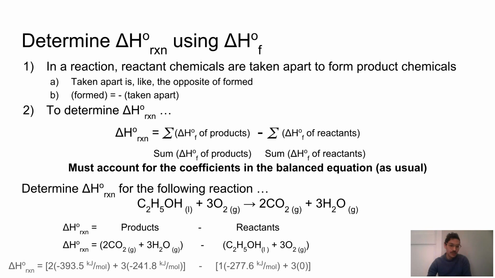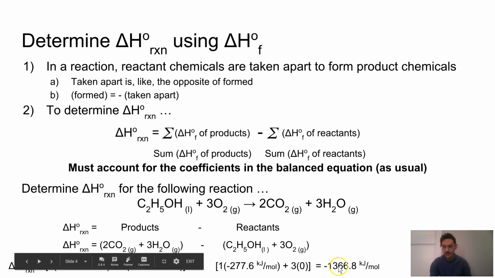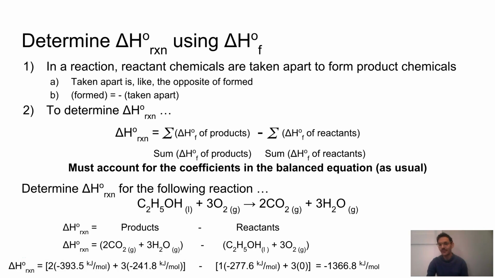So now I can just plug those numbers that I got in. My delta H of reaction is going to be 2 times the delta H of formation of carbon dioxide plus 3 times the delta H of formation for water minus the delta H of formation for ethanol. Neat. And so that gives me a fun answer of, wow, that's a pretty big number: negative 1,366.8 kilojoules per mole. So that's how we use it when we're calculating delta H of reaction using delta H of formation.